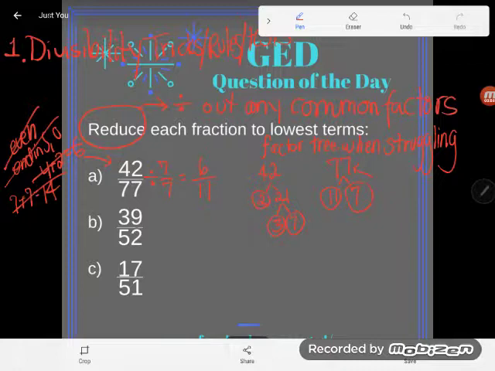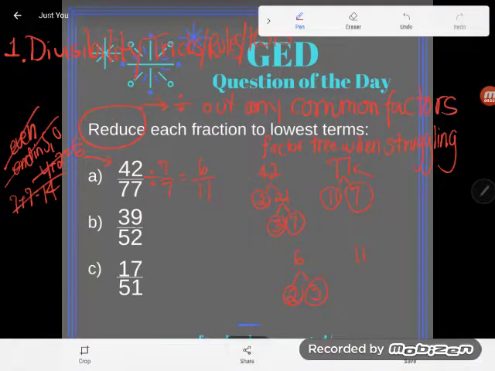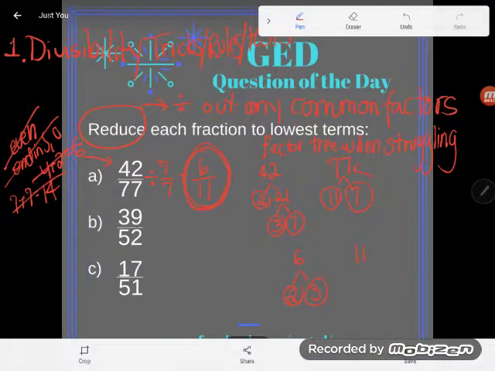Now, looking at these numbers 6 and 11, ask yourself if they have anything in common. You could just think about it, or you could factor tree it, and you would know 6 could break into 2 and 3. 11's prime. I can't break it up at all. They have nothing in common except 1. I'm done. The only thing that divides both 6 and 11 is 1. I'm done. Okay. Let me erase this work.